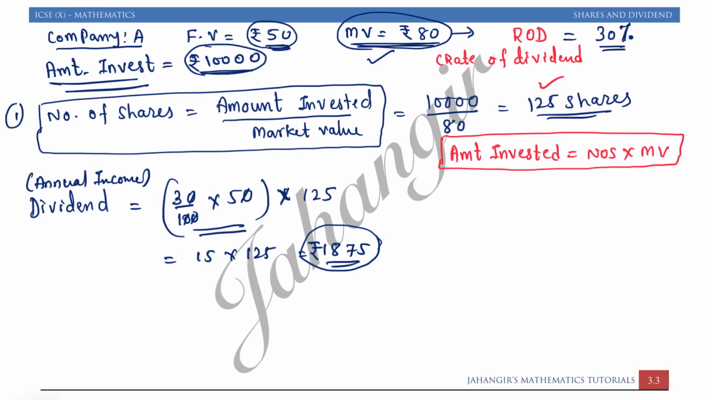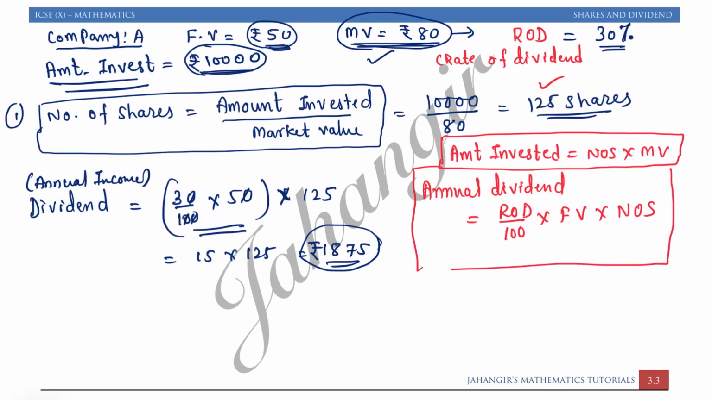So here the dividend formula, we can write the second formula as annual dividend is equal to ROD, rate of dividend, upon 100 into face value into number of shares. This is my second formula. Now in short, you had invested rupees 10,000 in a company and you got rupees 1875 as an income, yearly income.